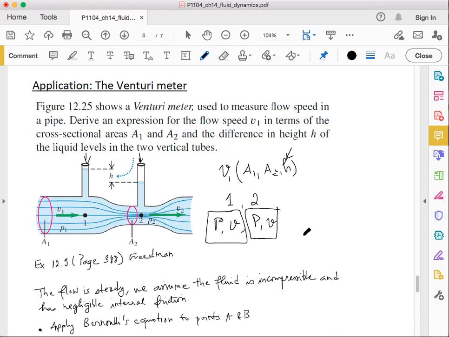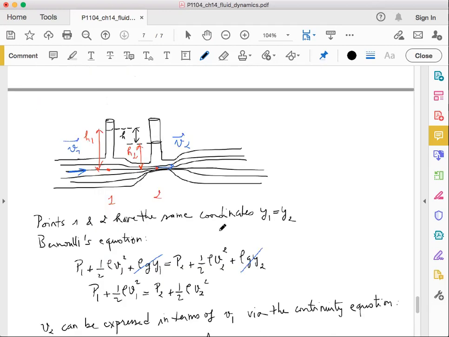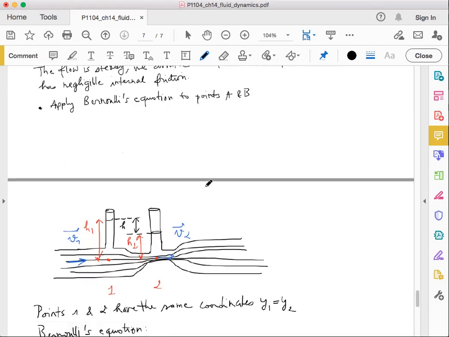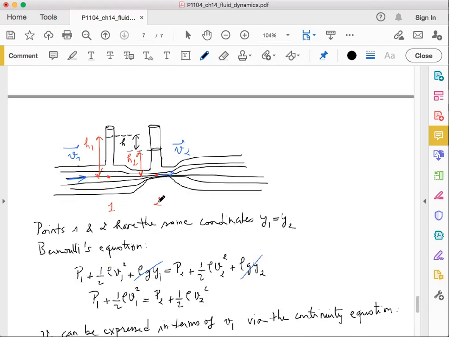So let's do it. Let's apply Bernoulli's equation. But what points will we take? Basically, we will take the following points. I just call them A and B, but these A and B are nothing else than the points 1 and 2.